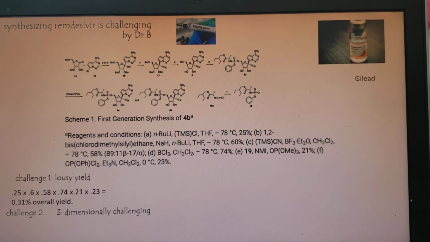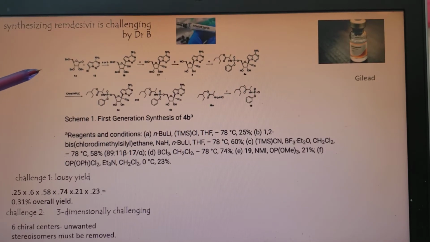If you compare it with a structure like hydroxychloroquine that has only 1 chiral center, the complexity of making it three-dimensionally correct is much harder for a molecule such as this. You have 6 chiral centers.